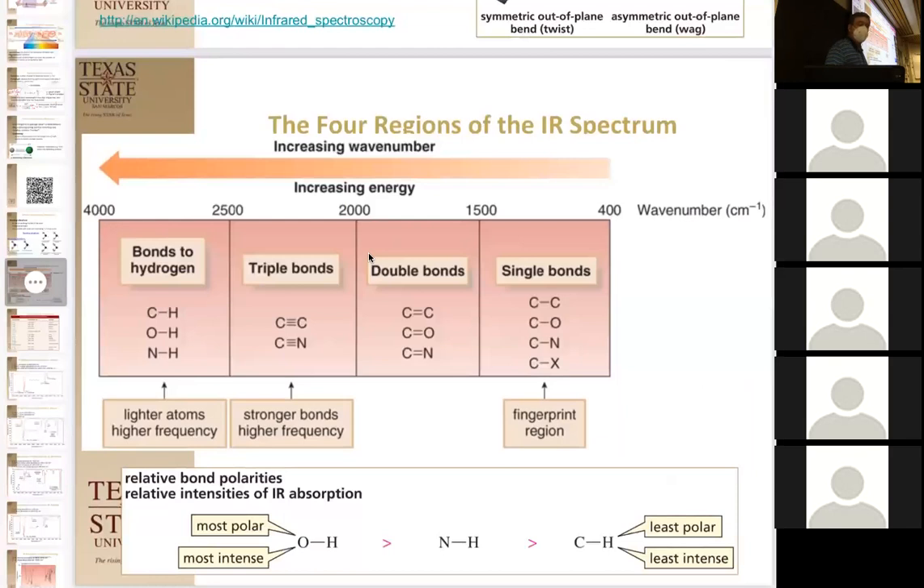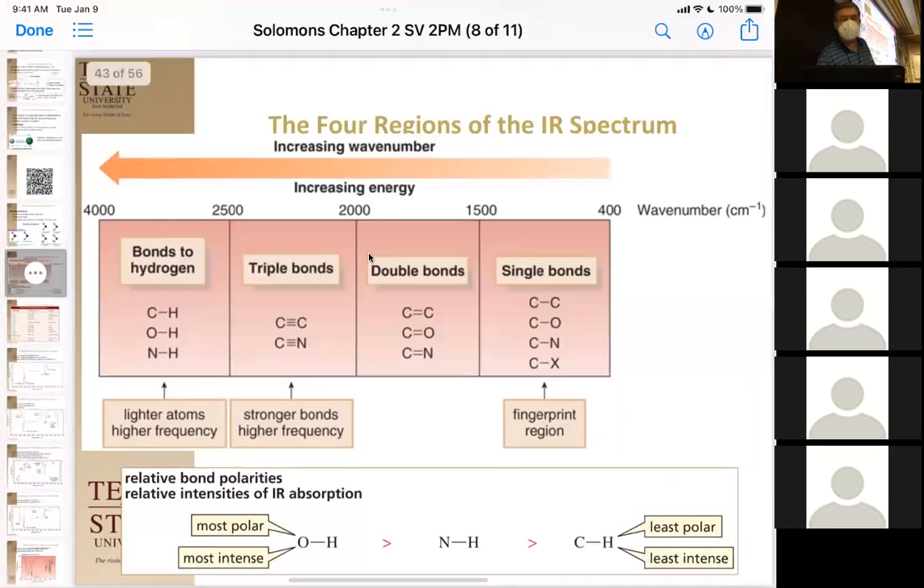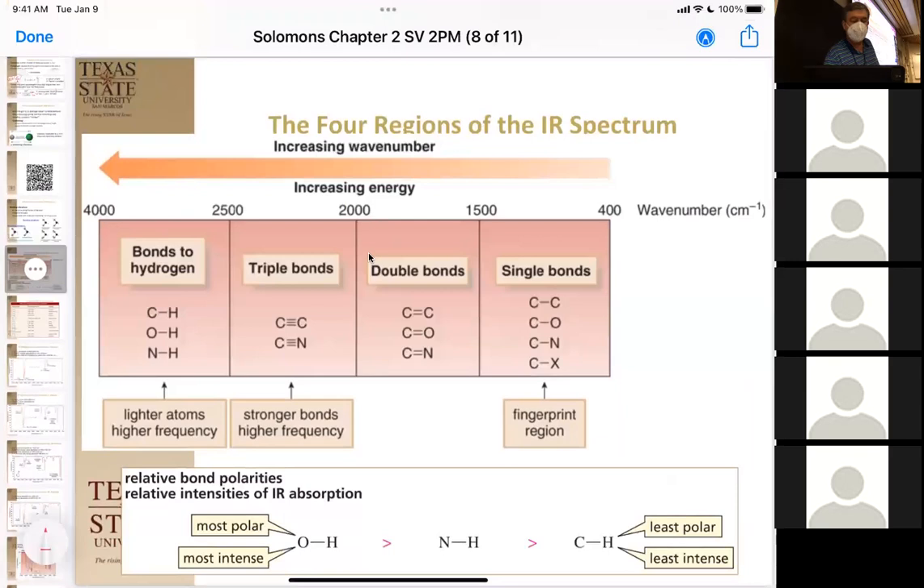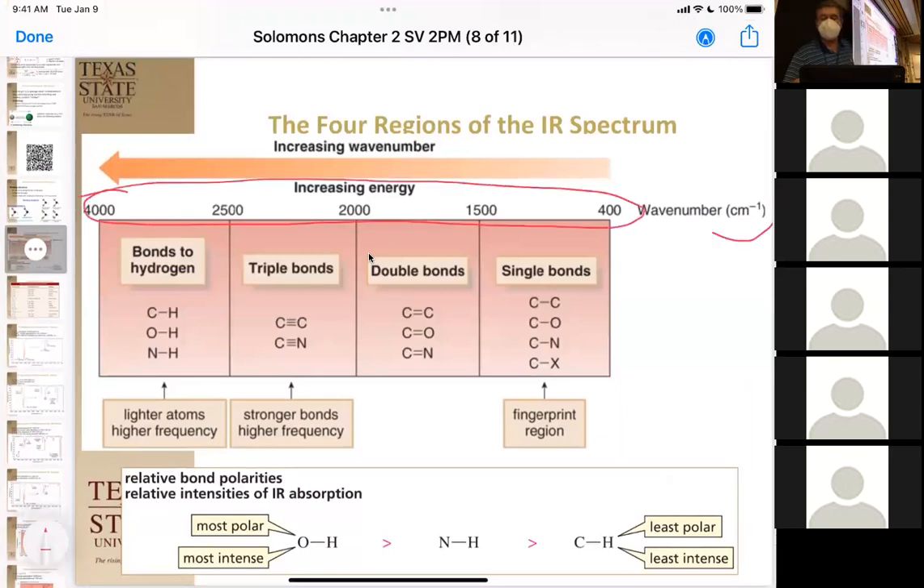Okay, so the first thing I want to talk about is that we have wave numbers here at the top. So notice we have this little per centimeters thing here. So we have between 4,000 wave numbers and 400 wave numbers. The 4,000 wave numbers is higher frequency, so it's higher energy. And then the 400 is lower energy. So this is the higher energy side because of the higher wave number. Okay, so that's the first thing I want to say.